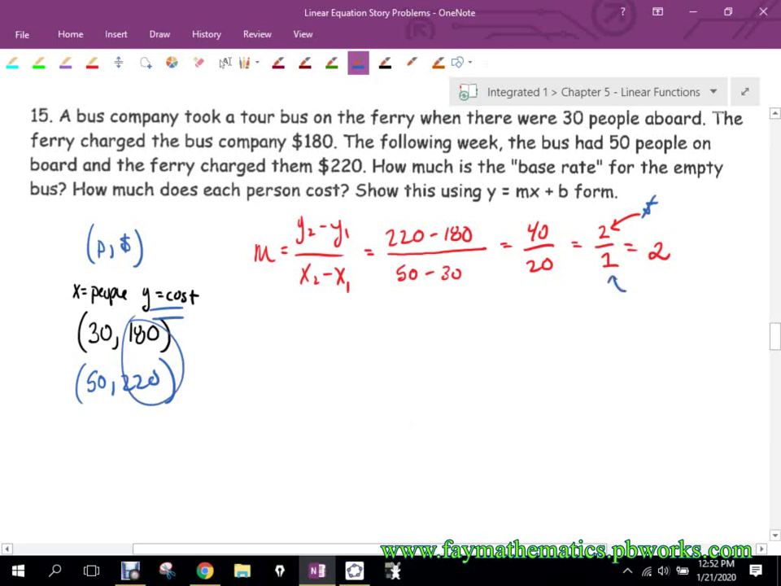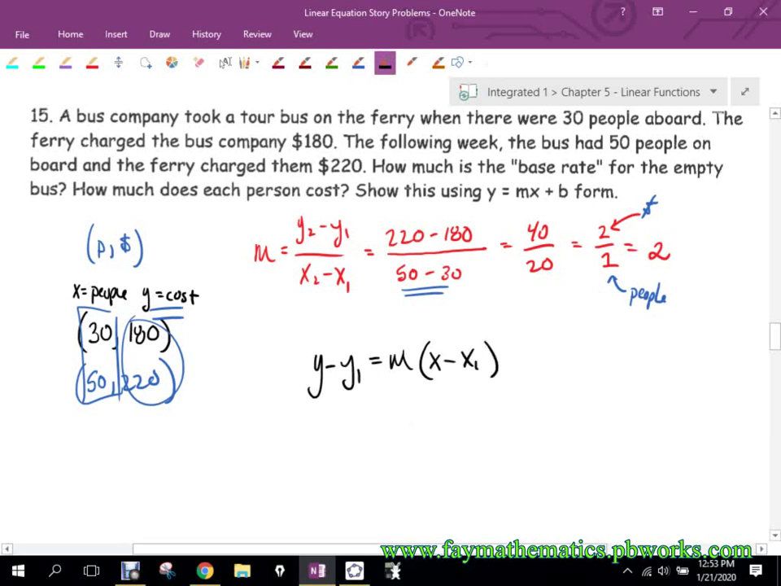In the denominator, that came from this 50 minus 30, that was people, right? So right now we've got a dollar amount per one person, right? So when I compare the units, it tells me you have $2 for every one person. Does that make sense? So that's how I interpret the slope here: $2 for every one person on board. Okay? So that's nice.